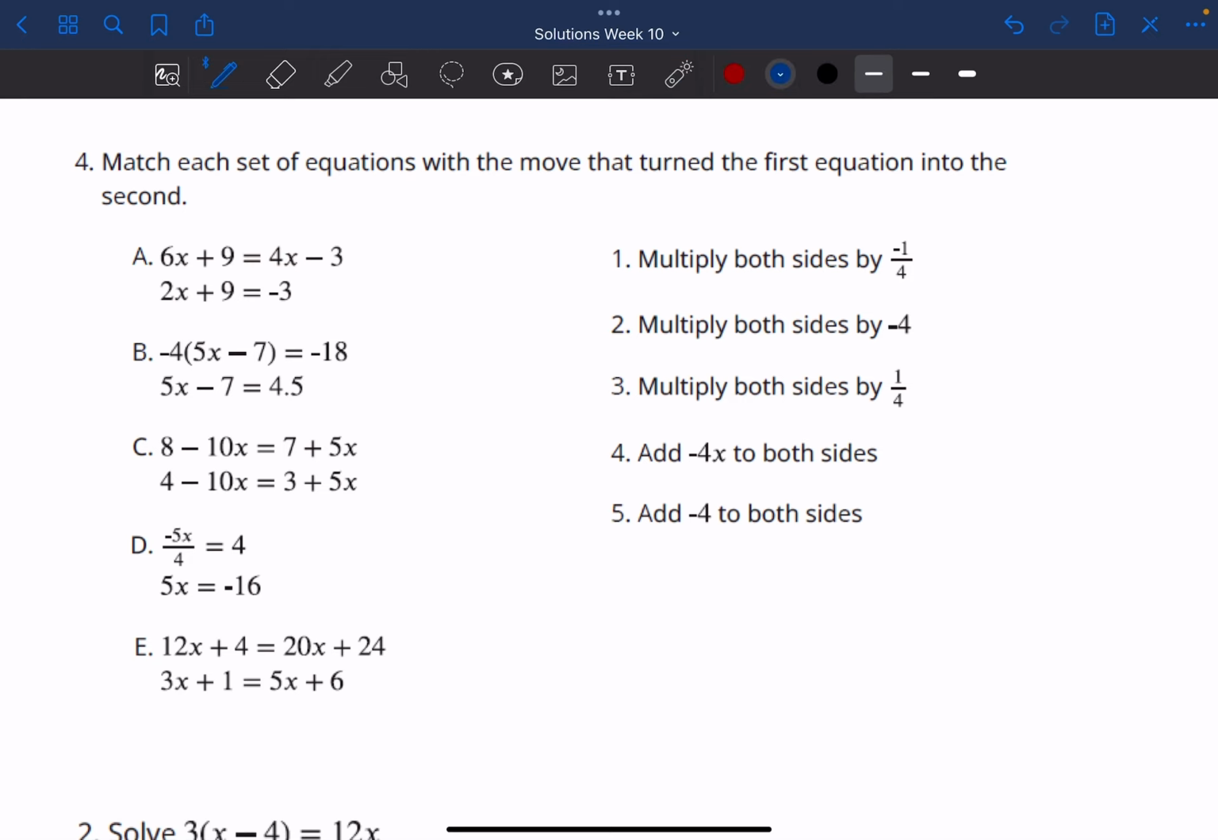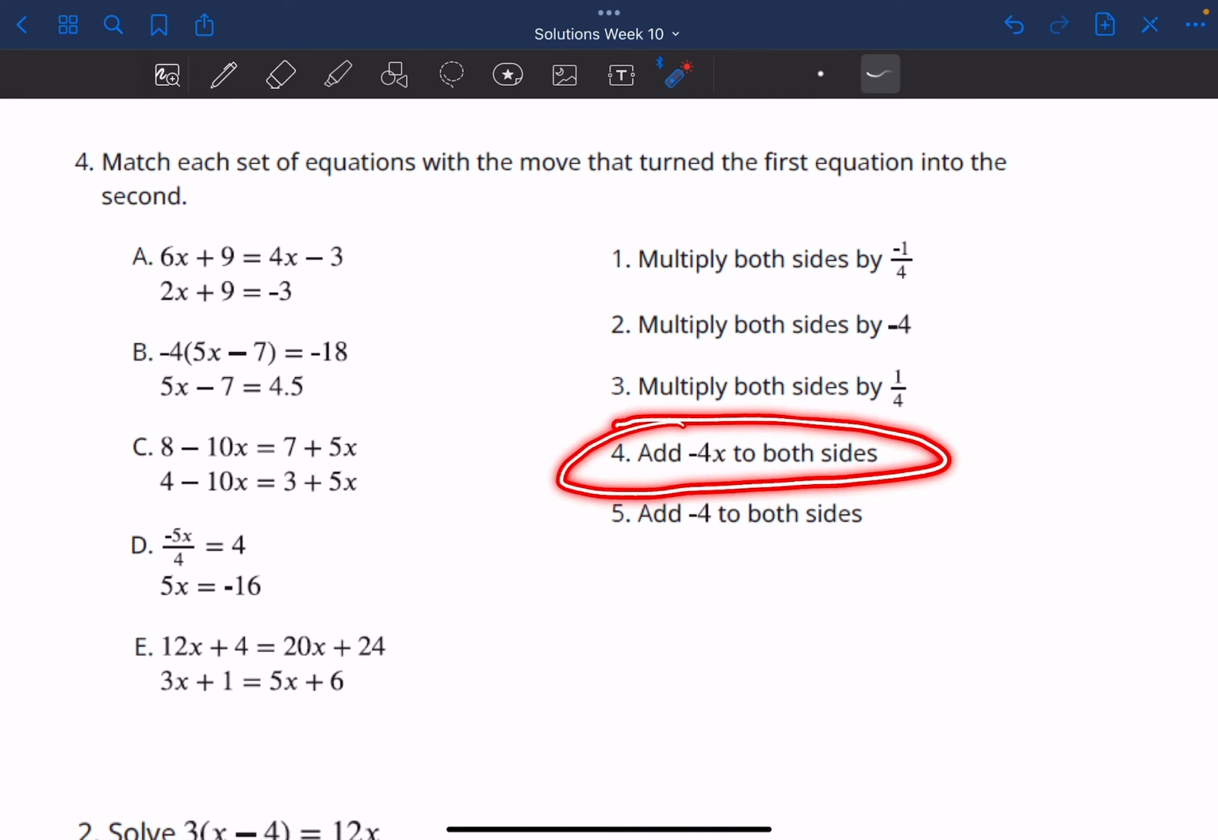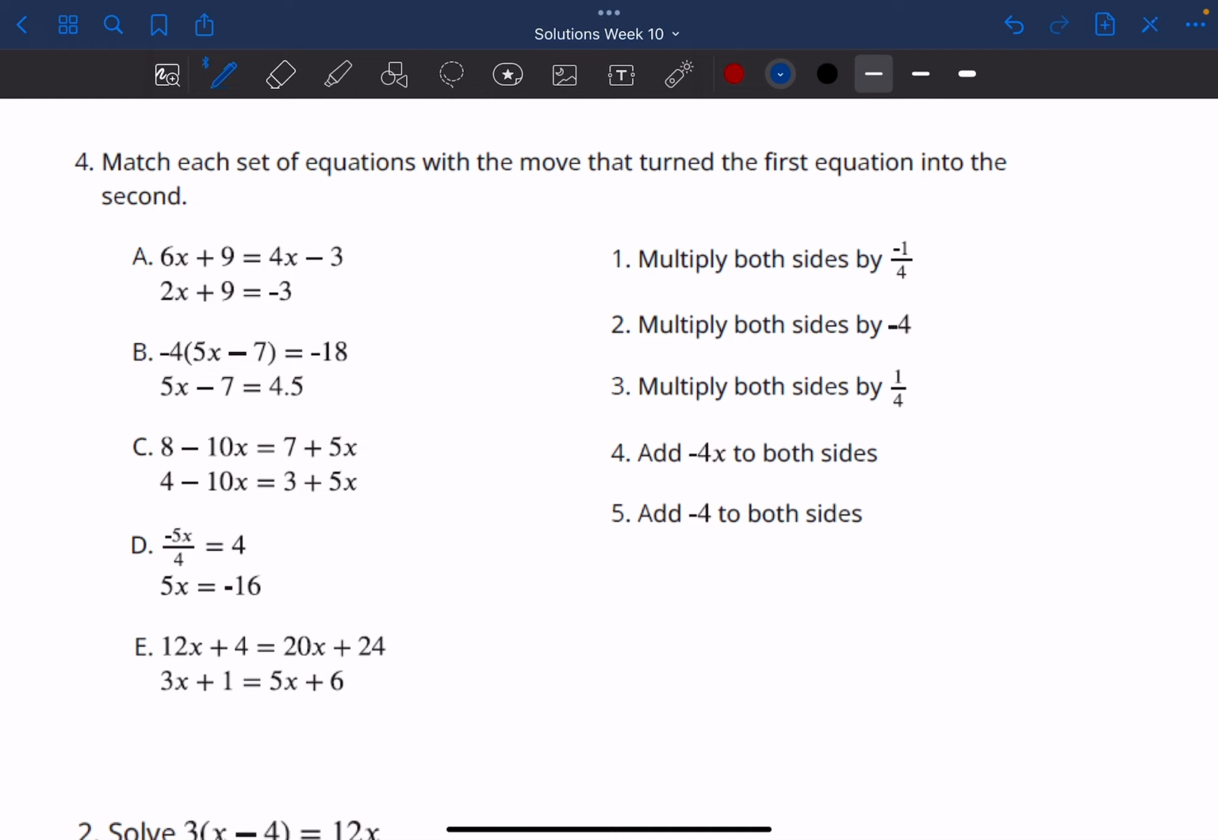Now you'll notice that I only have multiply and add for options over here on the right. I have multiply and I have add. So I can add a negative, and that's the same thing as subtracting. So for this answer, we're going to say that A is adding a negative 4x to both sides, because that is what would remove that 4x.